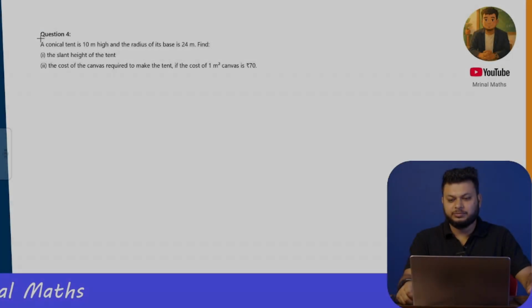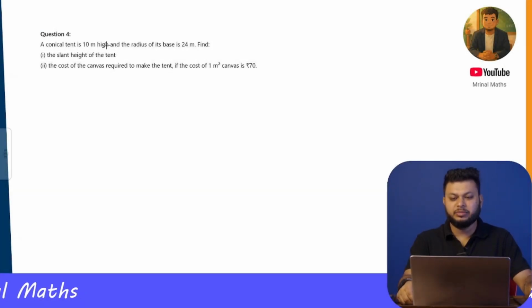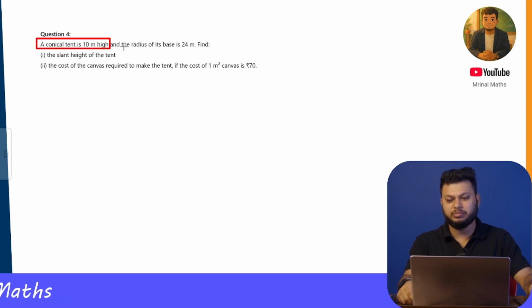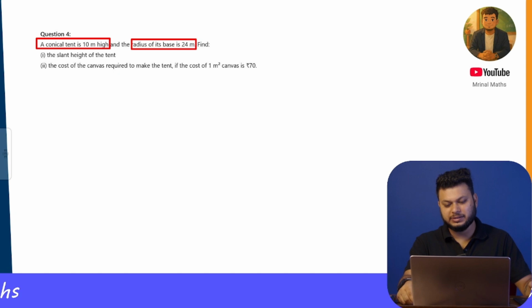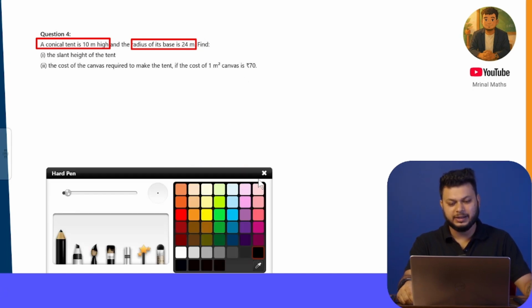The question says the conical tent is 10 meter high and the radius of its base is 24 meter. So the height of the cone is given, which is 10 meter, and the radius is given as 24 meter. They are asking us to find the slant height of the tent, also the cost of the canvas required to make the tent, and they have also given 1 meter square canvas is rupees 70. Very simple question, students. Let us understand.